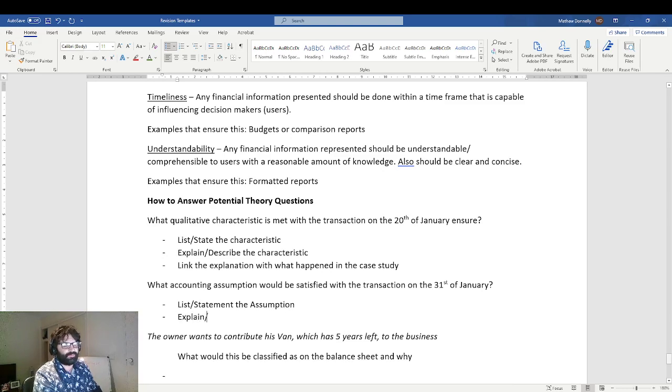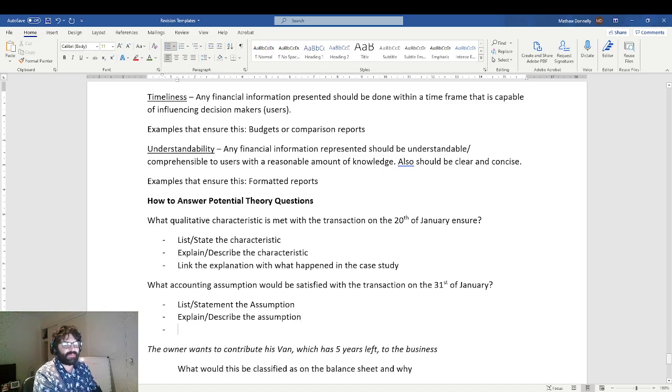And then you explain / describe the assumption. And then you link the explanation with what happened in the case study. Nice and simple, very three-step process.